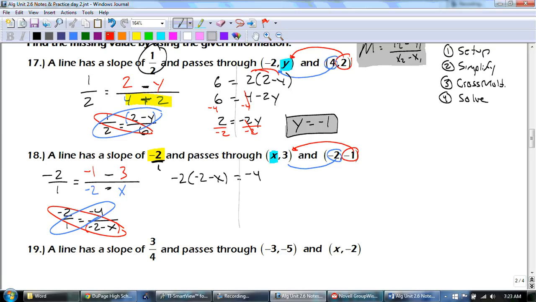And then distribute. -2 times -2 is 4. -2 times -x is a positive 2x. And that equals -4. And now solve. So I'm going to subtract 4 from both sides. I'm left with 2x equaling -8. And to get the x by itself, I divide by 2. And then we get that x equals -4.